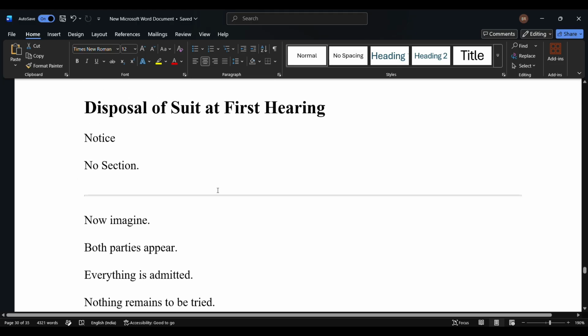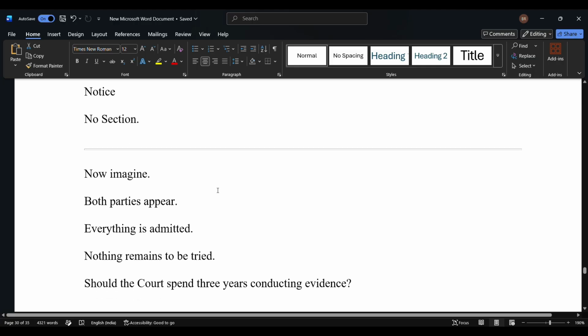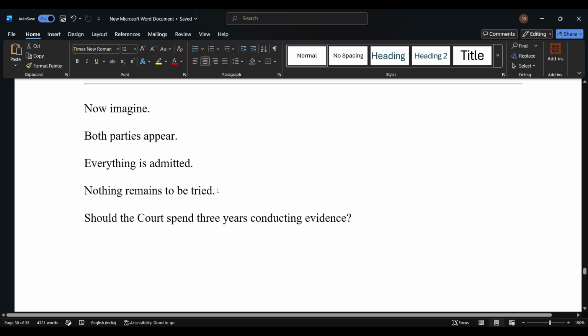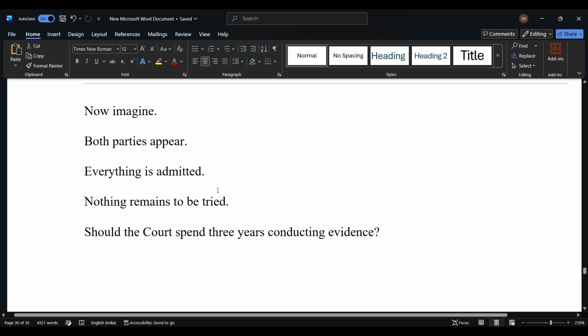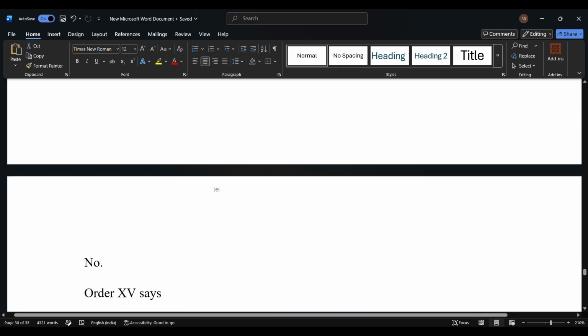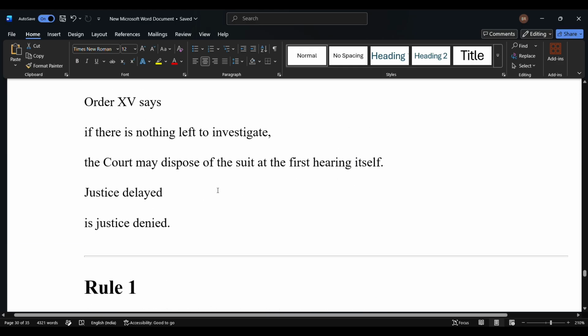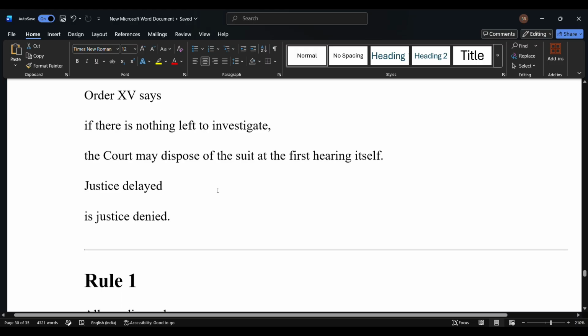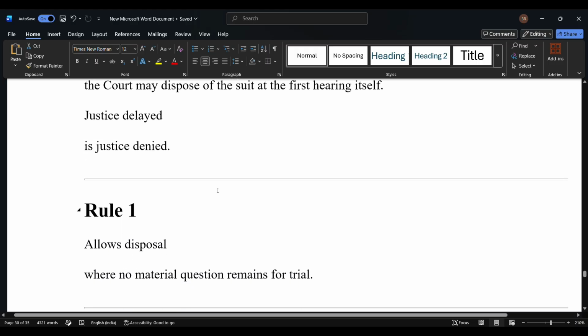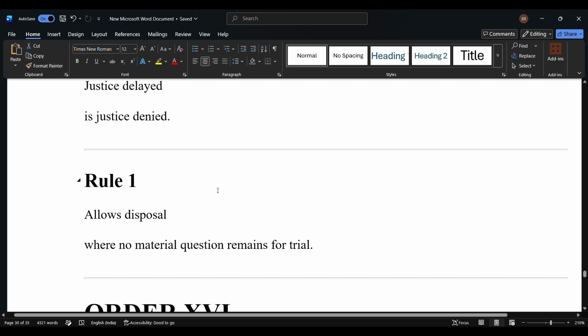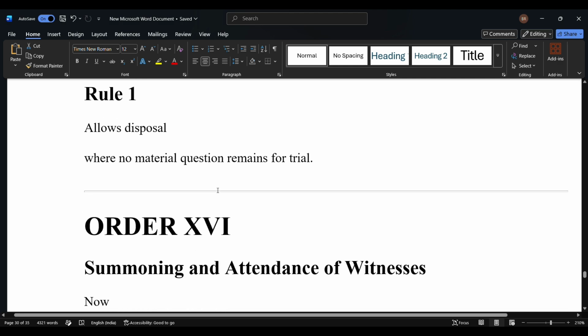Order XV, disposal of suit at first hearing. Notice, no section. Now imagine both parties appear. Everything is admitted. Nothing remains to be tried. Should the court spend 3 years conducting evidence? No. Order 15 says, if there is nothing left to investigate, the court may dispose of the suit at the first hearing itself. Justice delayed is justice denied. Rule 1 allows disposal where no material question remains for trial.